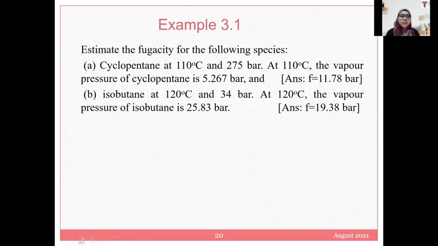Okay, let's take a look at example 3. Estimate the fugacity for the following species. Cyclopentane at the given temperature and pressure. The vapor pressure, that means P saturation, of cyclopentane is 5.267. The information given lets you obtain the region of the cyclopentane. If the pressure is higher than P saturation, that means the region is compressed liquid. So you can obtain the region of the species, which leads you to choose the equation for calculating the fugacity.